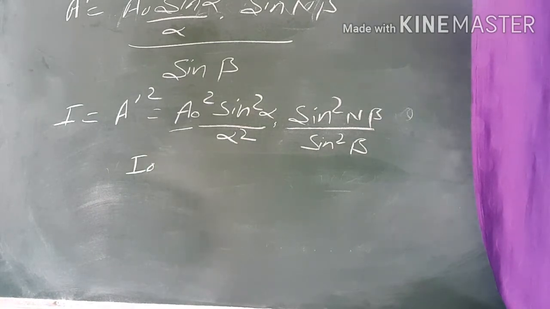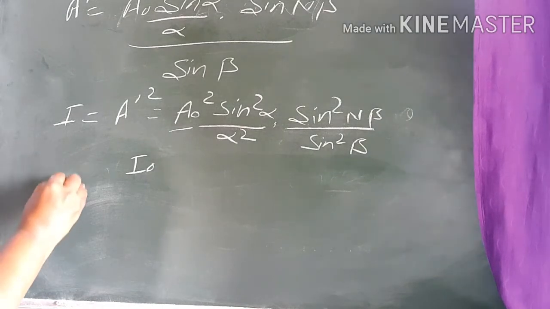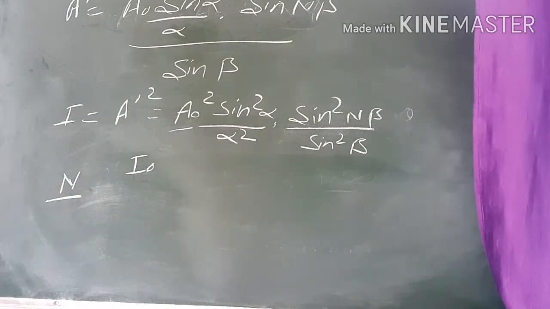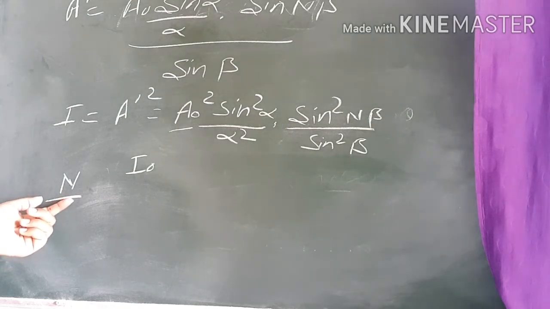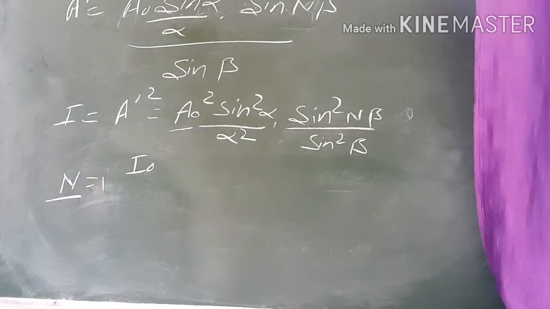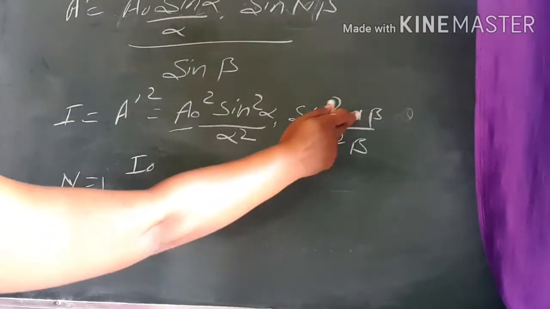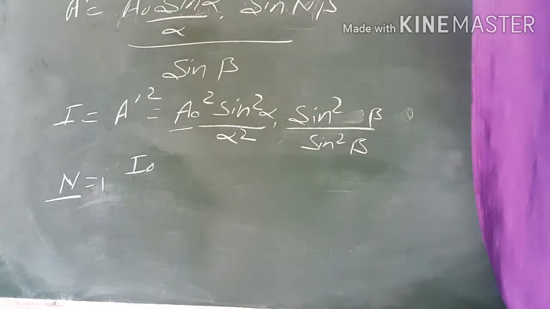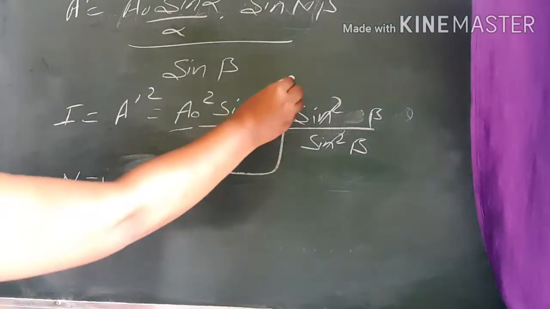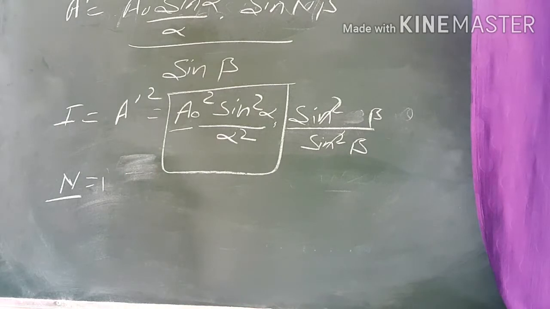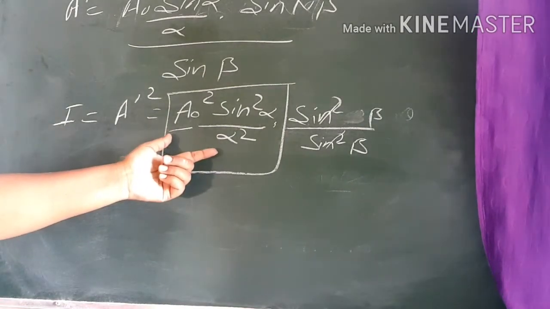Now n represents the number of slits. If n is equal to 1, a single slit, then this factor cancels out, and we finally get the intensity equal to this, and this is the intensity due to a single slit.